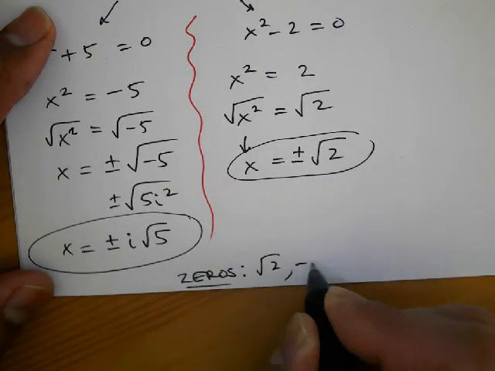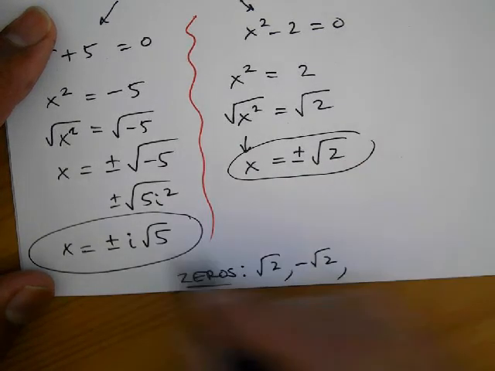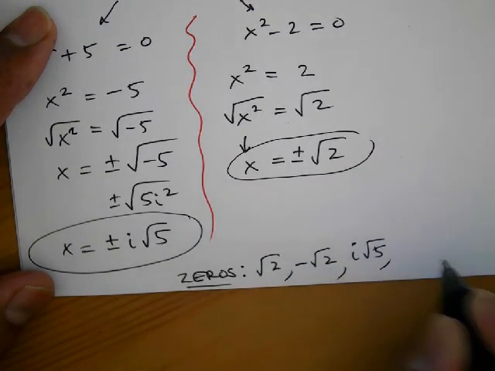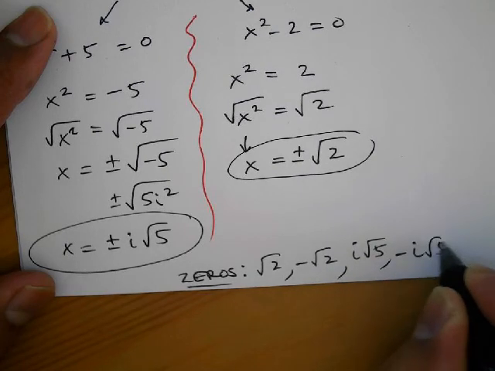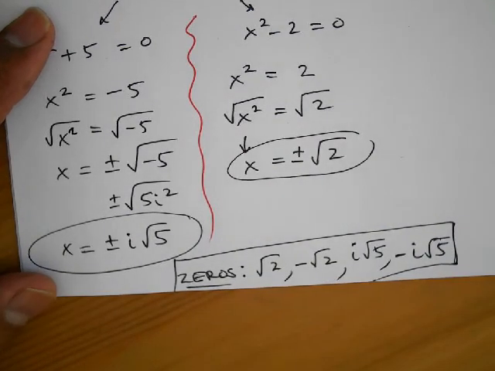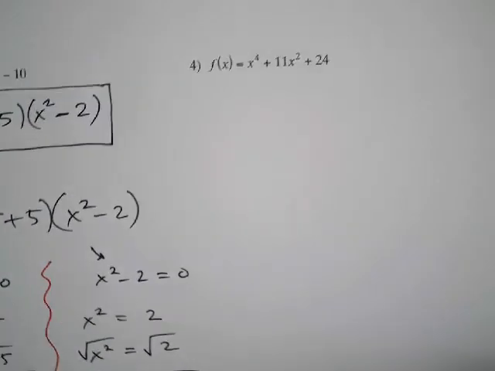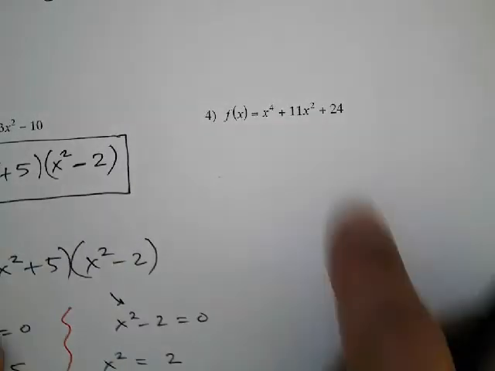So your zeros, when you see this, I'll put these real ones first. Root 2 and a negative root 2. That's this one, a positive root 2 and a negative root 2. And then a positive i root 5 and a negative i root 5. That's how it's going to look on your answer sheet when you check it.